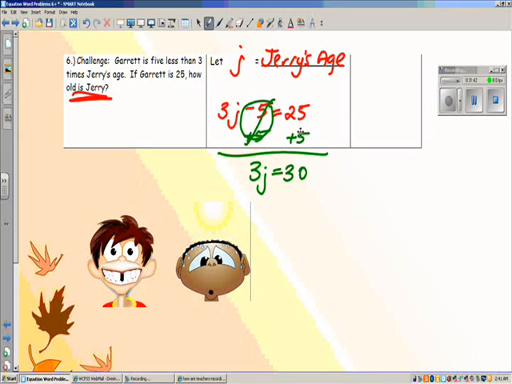How do we solve for J? If that's 3 times J, we'll divide both sides by 3. Inverse operation. So J is equal to 10. What does that J represent? Jerry's age. So our answer is Jerry is 10 years old.